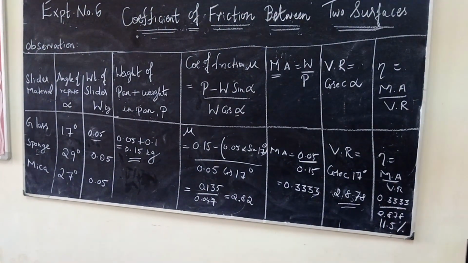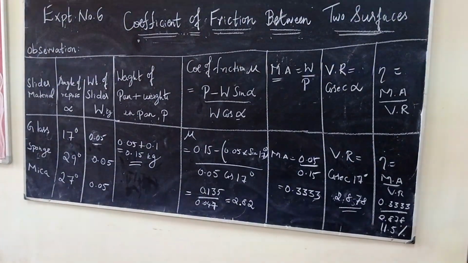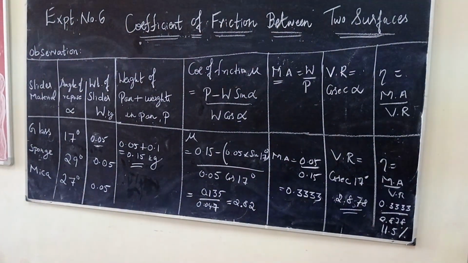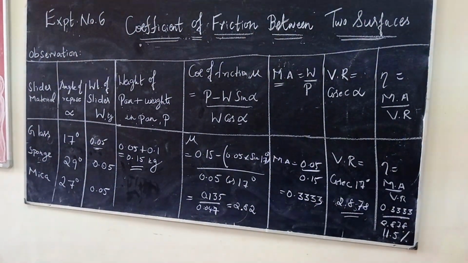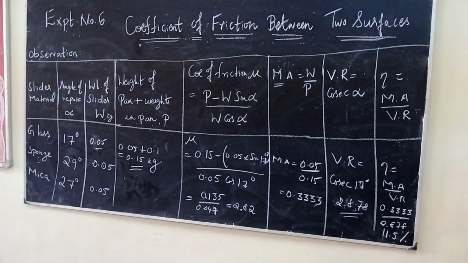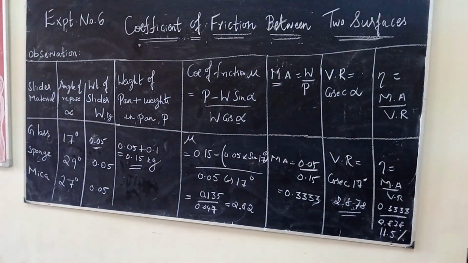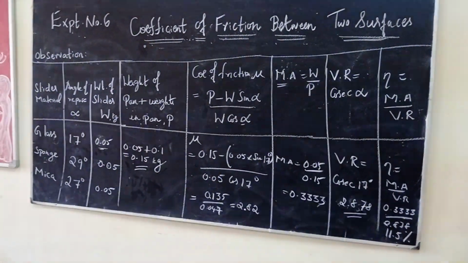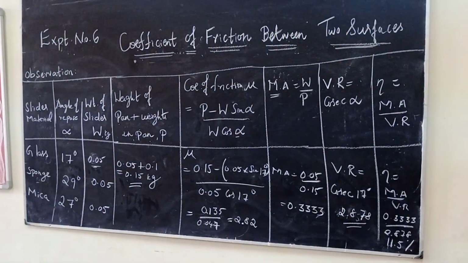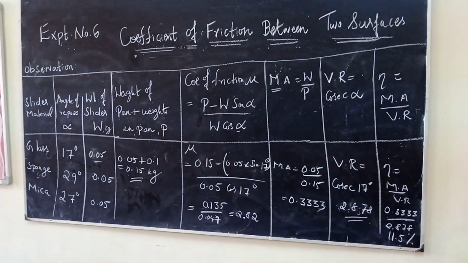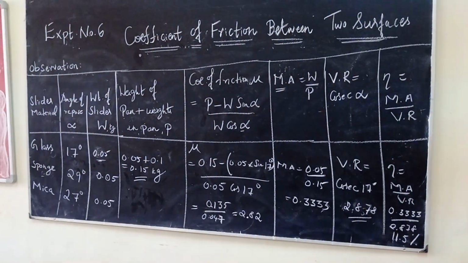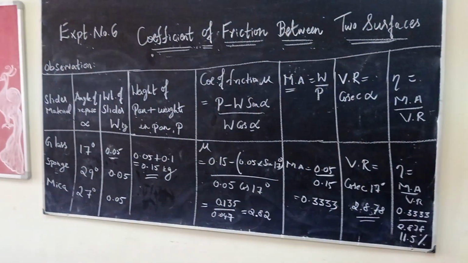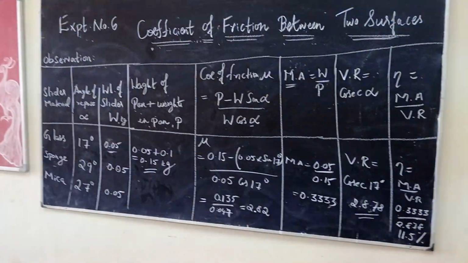அதே மாதிரி ஸ்பாஞ்சுக்கு மைக்காக்கு நீங்கள் அப்படியே calculate பண்ணலாம். This is how you have to determine the coefficient of friction between the two surfaces, and based on that the mechanical advantage. MA represents the mechanical advantage. VA is the velocity ratio. எவ்வளோ velocity ratio வந்து தேவைப்படுது drive பண்ணுறதுக்கு அந்த membrane. Finally efficiency. Okay, this is your experiment number 6.